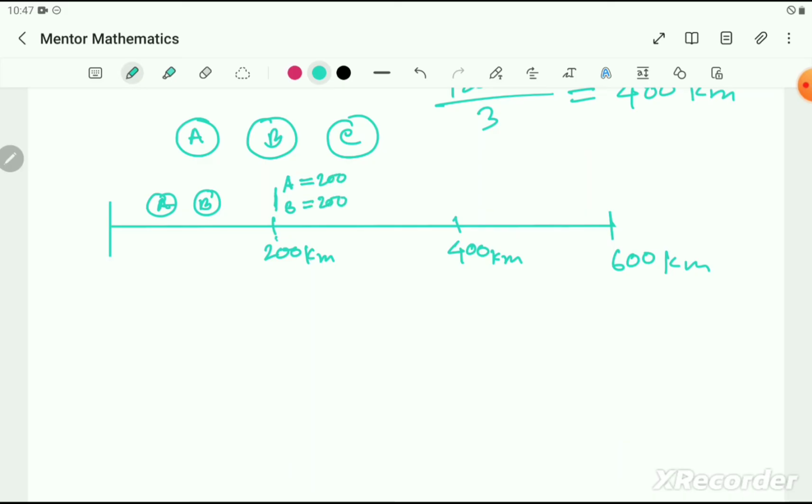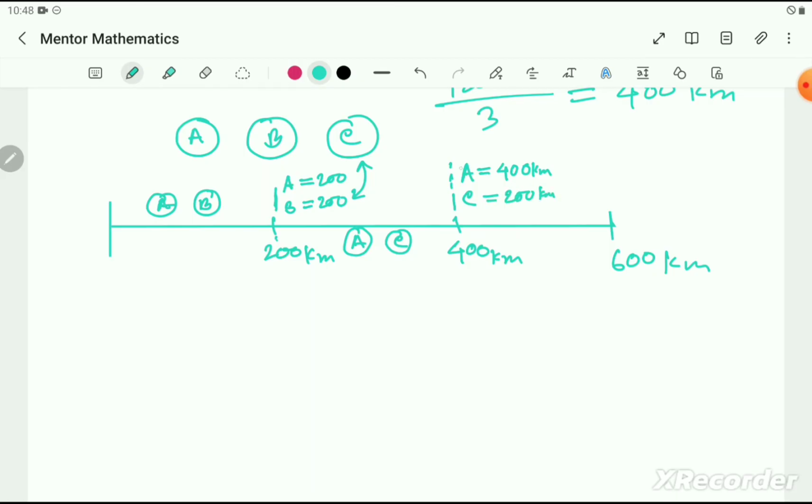Then let's change tire B with C. So in this case, the operational tires are A and C. Tire A has already traveled 200 kilometers. So at this position, tire A will have traveled 400 kilometers, and tire C will have traveled 200 kilometers, right?